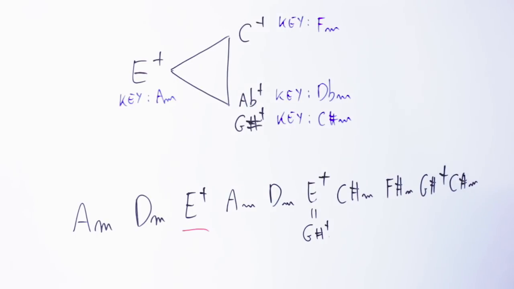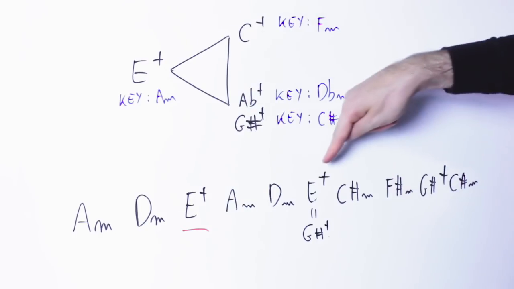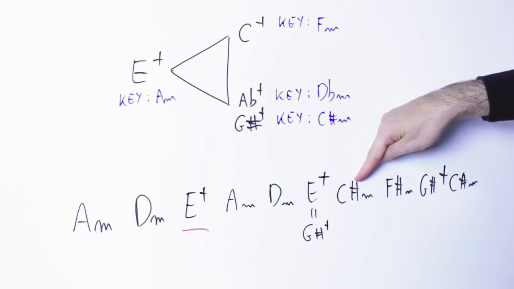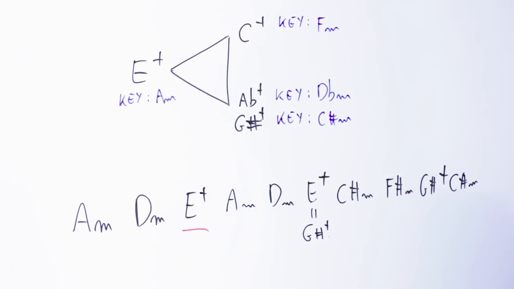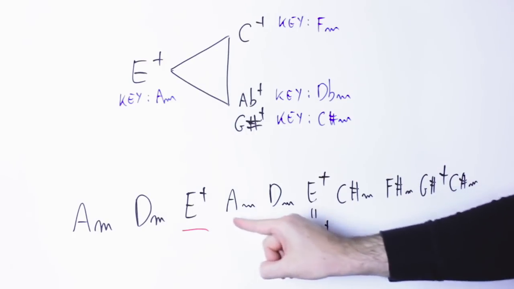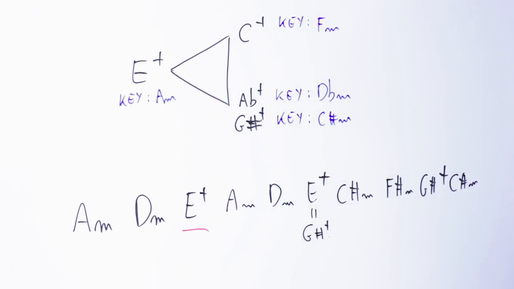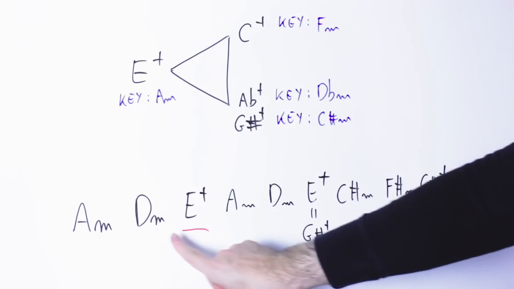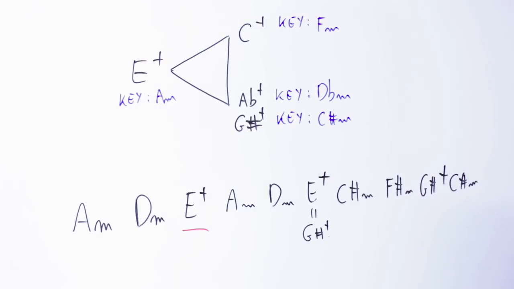Now, if you don't like the resolution straight from the augmented chord into the first chord of the key, or if you don't like the transition between the fourth chord of the key into the augmented chord, you can always mediate it. What do I mean with that?